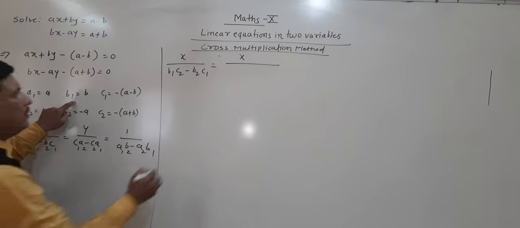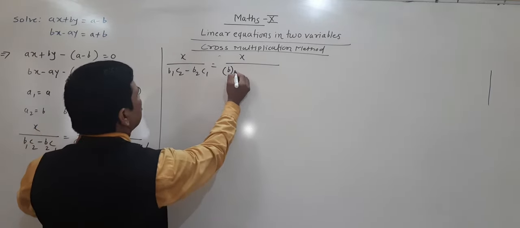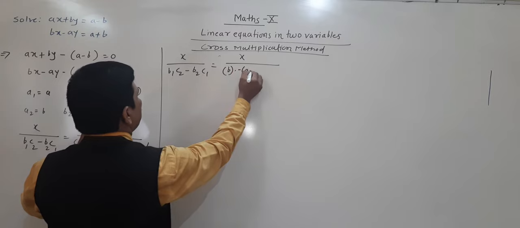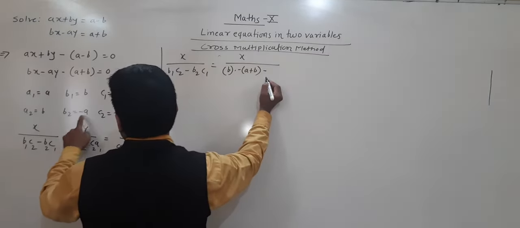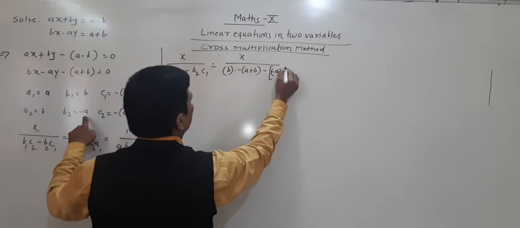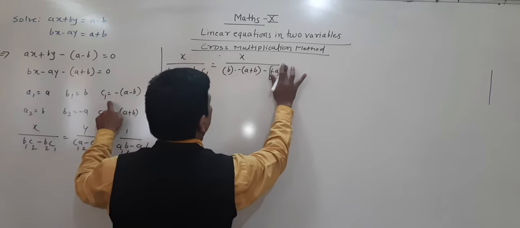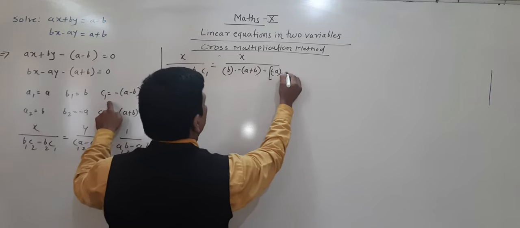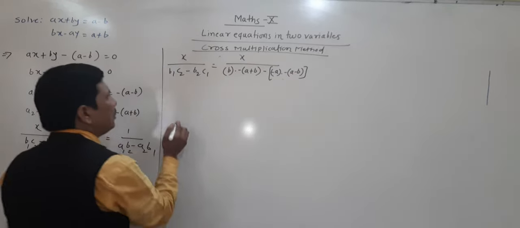B1 is B. What is C2? C2 is minus A plus B, into minus B2. What is B2? Minus A. So minus A into C1. What is C1? C1 is also having a minus sign, so minus A minus B. Okay, so we will solve this further.